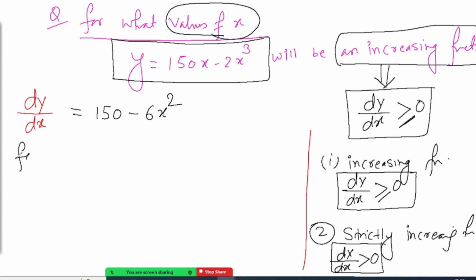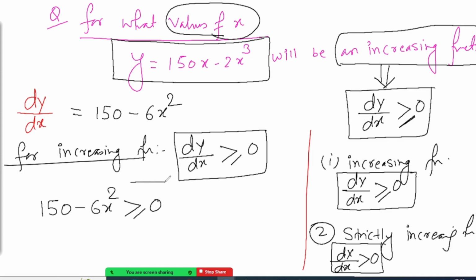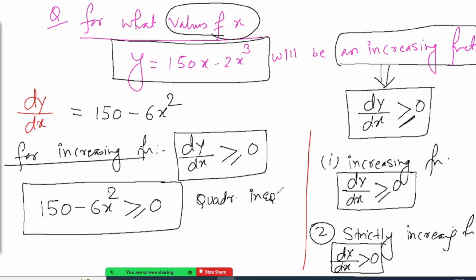Now, for an increasing function, my condition is dy upon dx should be greater than or equal to 0. I am including 0 also, right? Any problem? No. So my condition is 150 minus 6x square should be greater than or equal to 0. Now the question is how to solve this quadratic inequality. See, this is not an equation. This is a quadratic inequality, right? Let us see in the next slide.